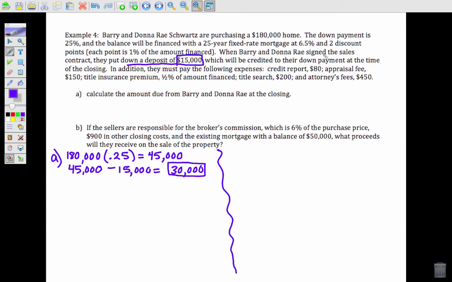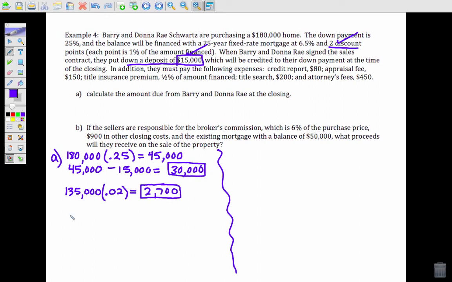It also says that they are paying 2 discount points, and that each point is 1% of the amount that's being financed. Well, they're going to be financing $135,000 because remember they put $45,000 down. So we just need 2% of that. And 2% of $135,000 is $2,700. They have to put that down in the end. This is one of their charges. So we got the discount points. We've got the $15,000 that was their credit.